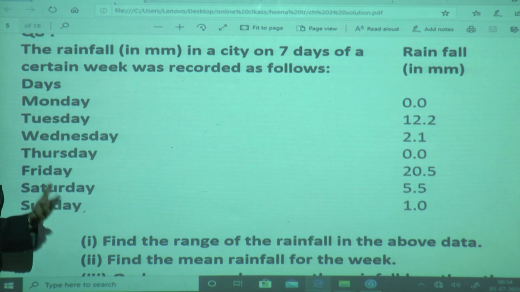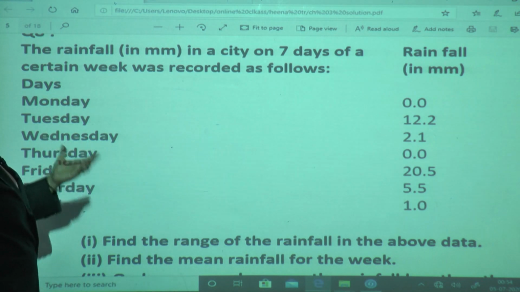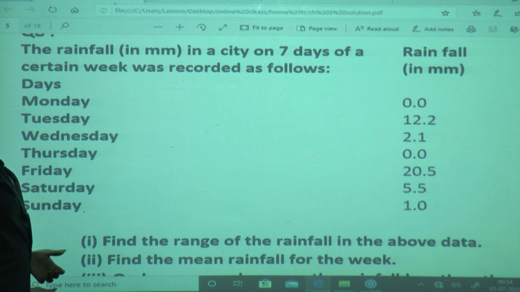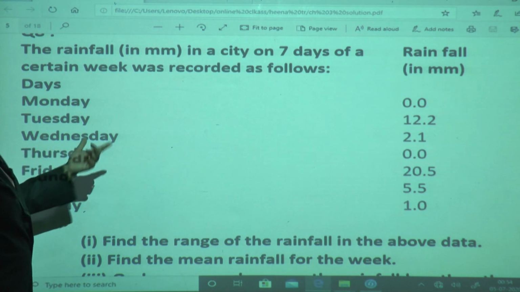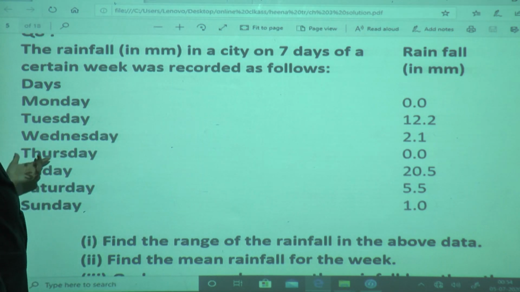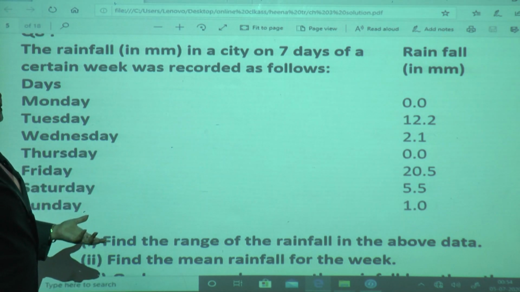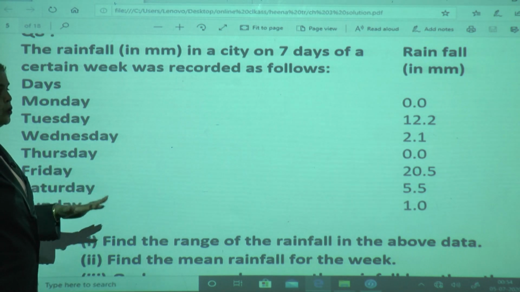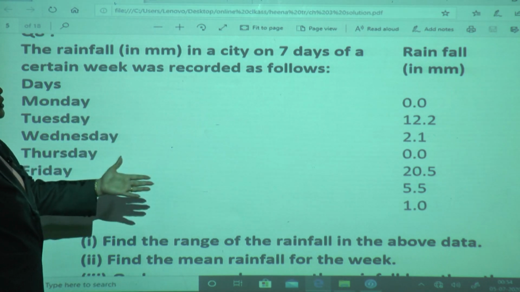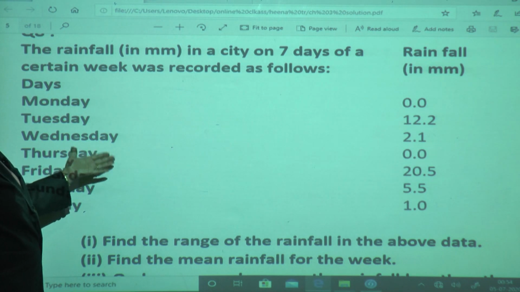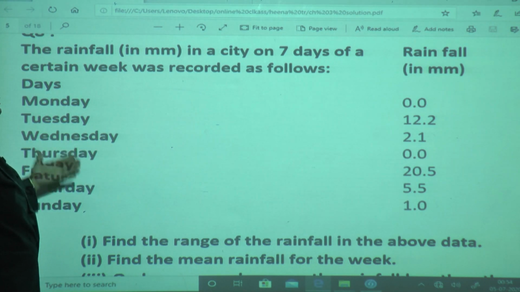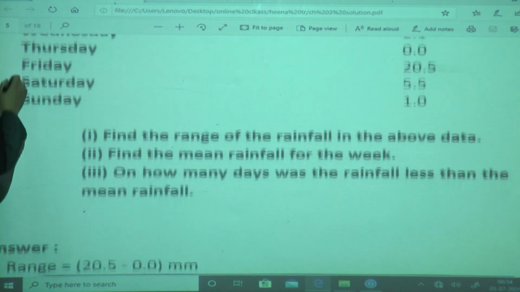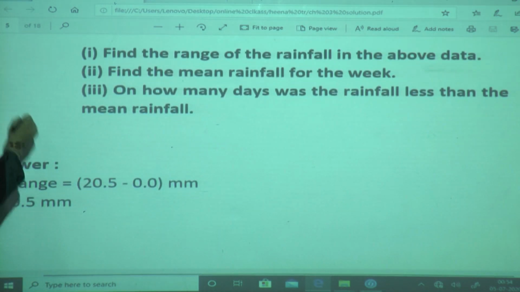First, on Monday we recorded a rainfall of 0.0, which means there was no rainfall, in millimeter. On Tuesday we have 12.2 millimeter, Wednesday 2.1 millimeter, Thursday 0.0, which means there was no rainfall. When it is 0 it means there was no rainfall. These rainfall values in mm with the days are given in tabular form, and we will see one by one what questions we have to find.